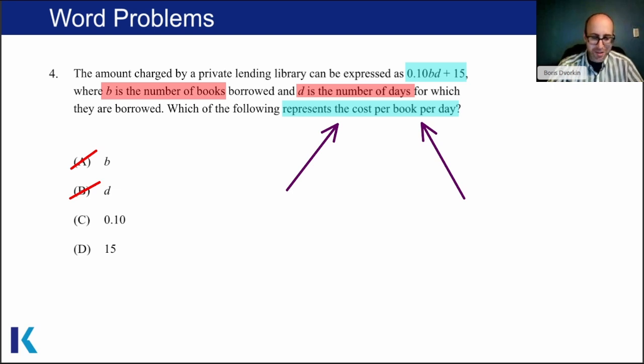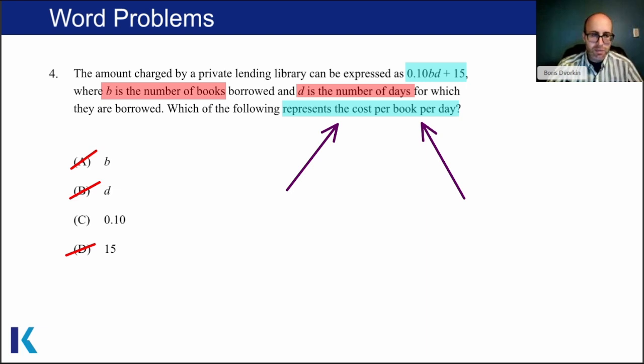Now, a lot of you are also crossing off 15, which I love to see. Yeah, it cannot be choice D. The reason for that is that the question's asking for a cost per book, but the 15 is not next to a variable. So if there's 0 books, or 1 book, or 12 books, or 1,000,000 books, that 15 is just hanging out. It's just a 15. So that cannot be a cost per anything. That's just a flat fee. We're going to cross off D.